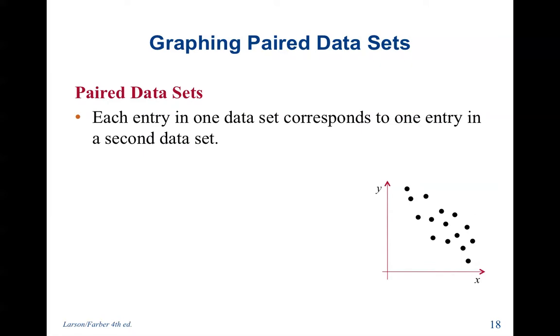The next one, which we are going to use a lot, especially in Chapter 9, is paired data sets. In this entry, each one of the data sets corresponds to one entry in the second data set. So for instance, if I wanted to label the x-axis age and the y-axis height, we would say that this person right here was kind of young and short. This person right here was really young but very tall. And this person right here, the very last data point, was very old but very, very short.